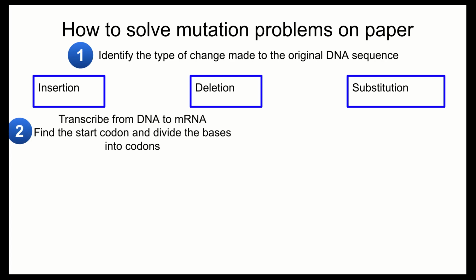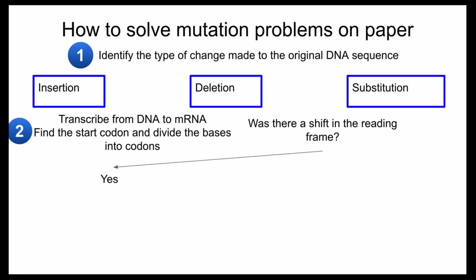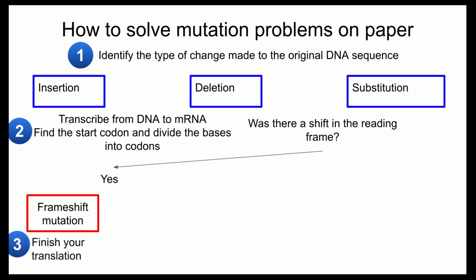Step 2, transcribe from DNA to mRNA, find the start codon, and divide the bases into codons. Ask yourself, was there a shift in the reading frame from the original DNA sequence? If the answer is yes, you're looking at a frame shift mutation, and you should just finish your translation to see what effect that'll have on the amino acid sequence. If the answer is no, and there's not a major shift in the reading frame, then finish your translation and compare your translation to the original translation.